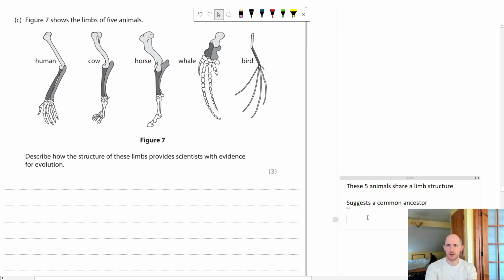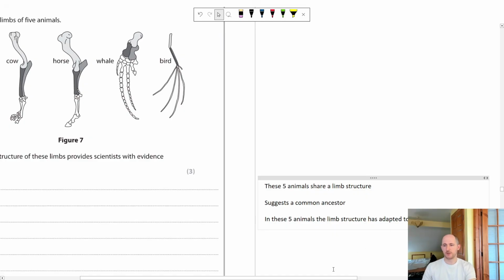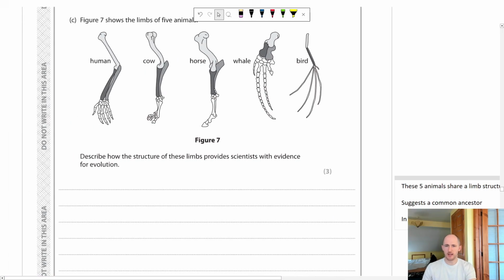And in these 5 animals, the limb structure has adapted to different purposes. So for example, if you look at the human one, look how many different bones there are here. That's because we use our hands for gripping things and holding things and manipulating things. Whereas a bird has giant long fingers, in air quotes, because it's used for wingspan, for flying. They don't need to grab things with their wings.